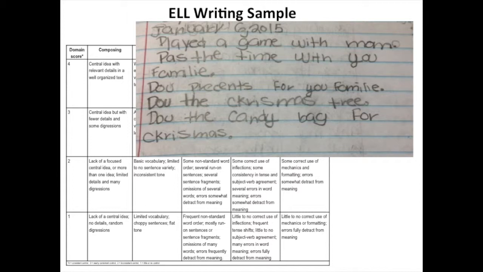In the rubric example we just previewed, this paper would be rated a 2 in composing, for lack of a focused central idea or more than one idea, limited details, and many digressions. A 1 in style for limited vocabulary, choppy sentences, and flat tone. A 2 for sentence formation, which is some non-standard word order, several run-on sentences, several sentence fragments, omissions of several words, errors, and somewhat distract from meaning. And a 2 in mechanics, where there's some correct usage of mechanics and formatting, but there's errors and somewhat detract from the meaning.